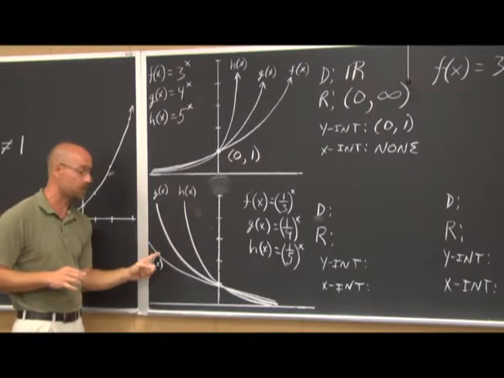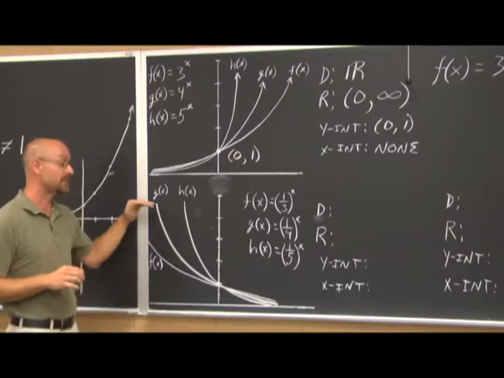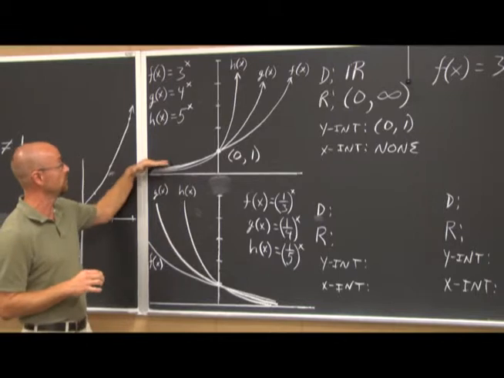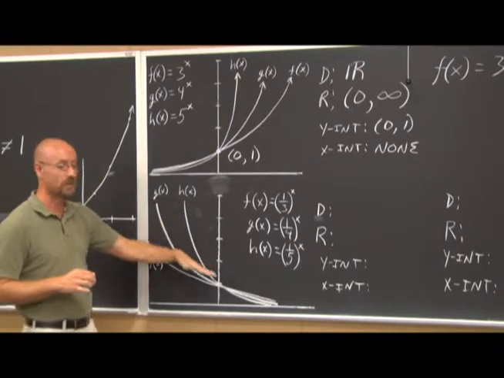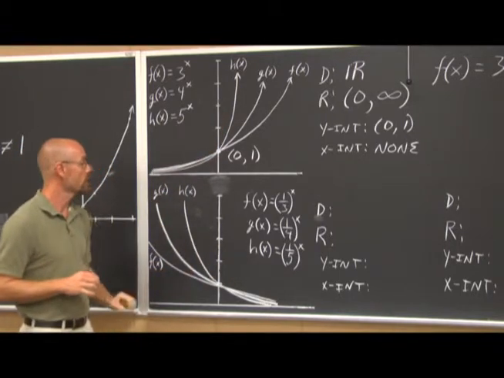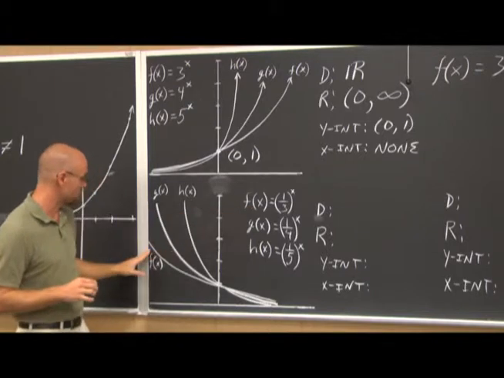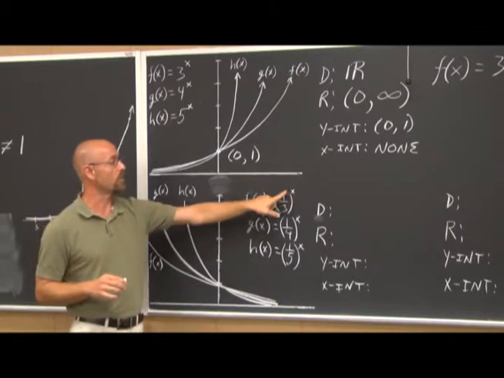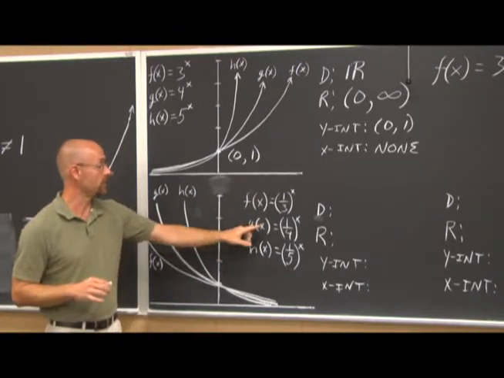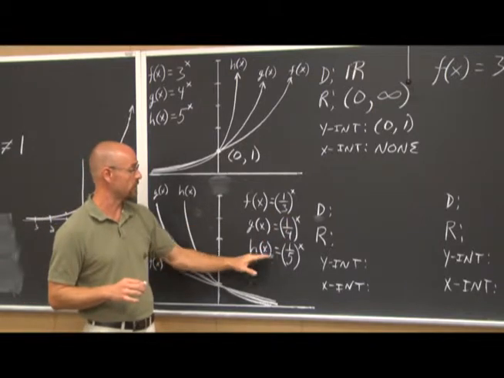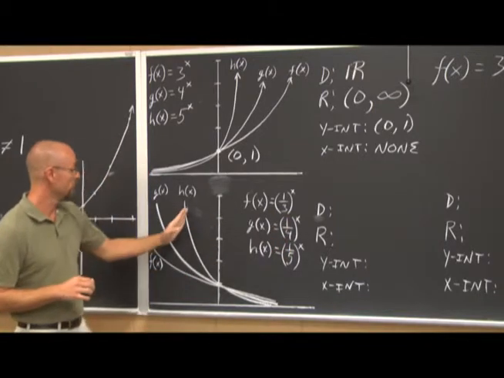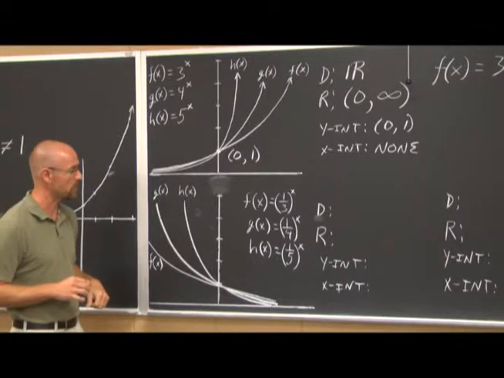Now, that behavior holds true, but let's look at these. These are also exponential functions, but these are decreasing exponential functions. The others were increasing, these are decreasing as we move left to right. The first function, f of x, is 1/3 to the x power. g of x is 1/4 to the x power, and h of x is 1/5 to the x power. h of x, g of x, f of x, respectively.